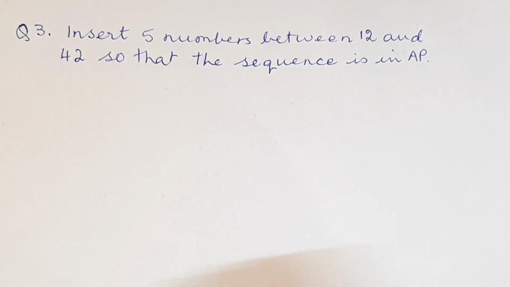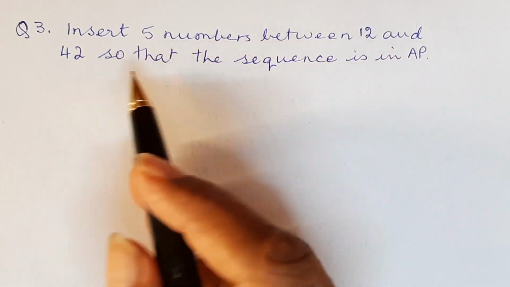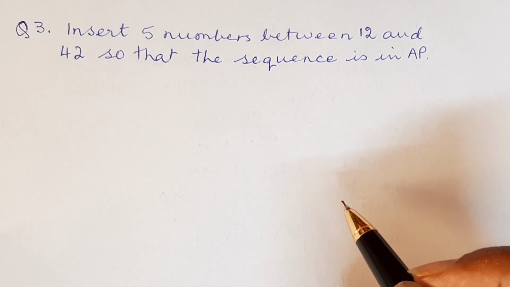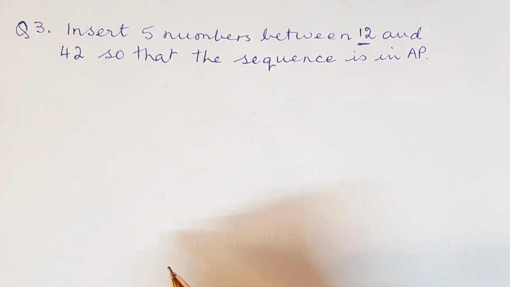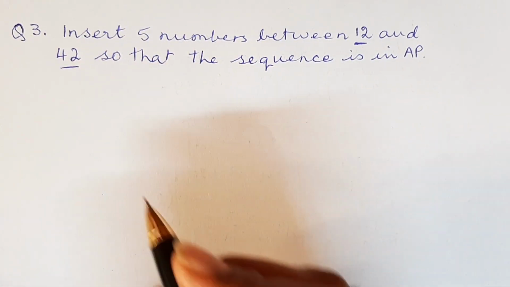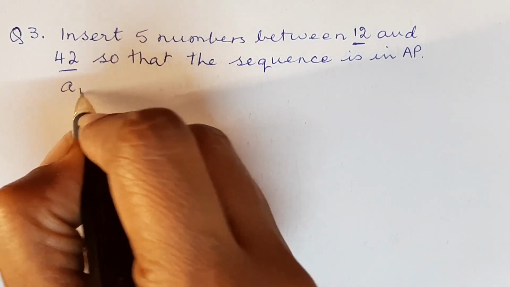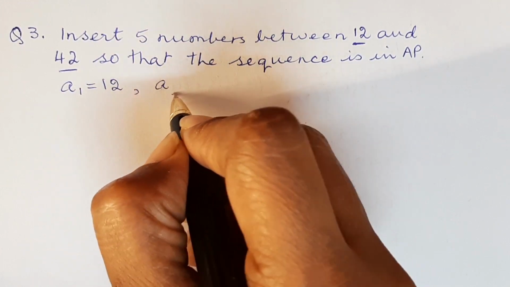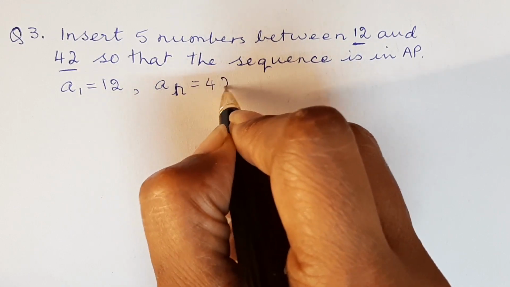Let us come to question 3. Insert 5 numbers between 12 and 42 so that the sequence is in AP. Now out here, the first term becomes 12 and the last term becomes 42. And so we will write these numbers as A1, which is equal to 12, and AL or the AN will be equal to 42.